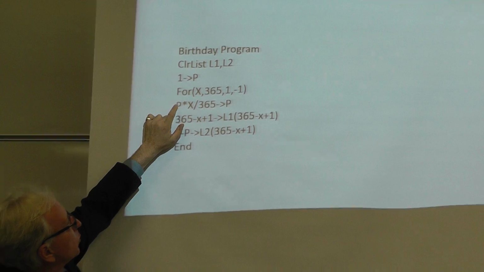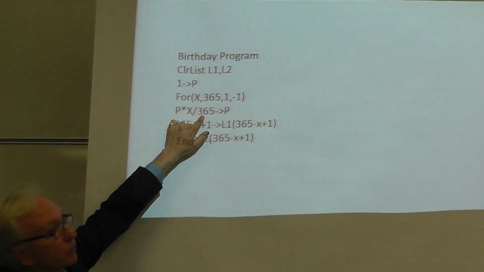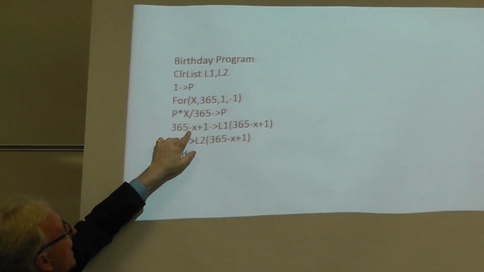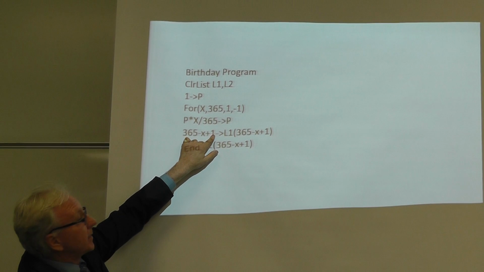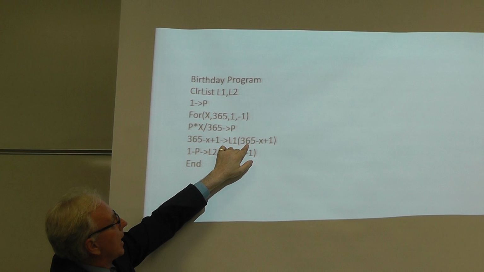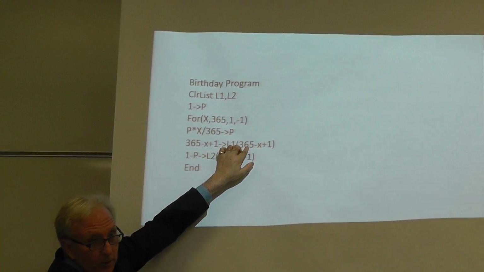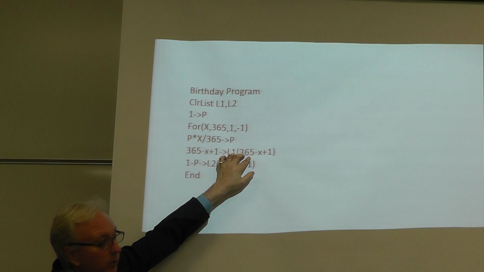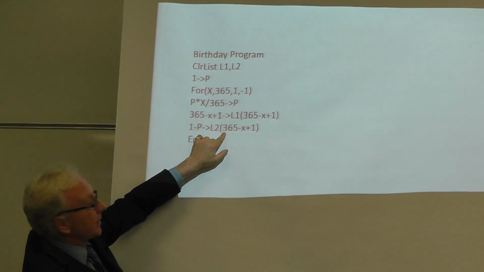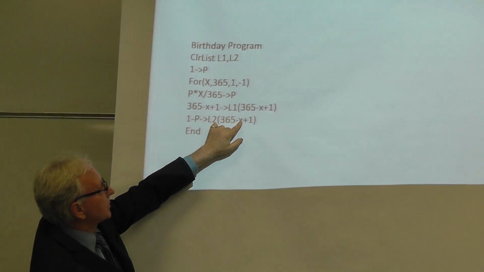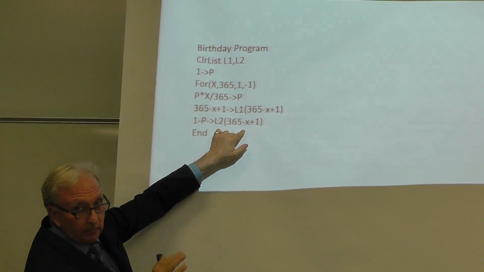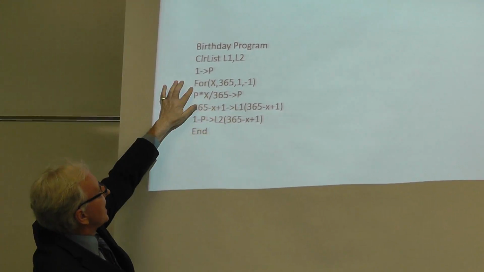So what happens here is 1 times 365 over 365 gets stored into P. 365 minus 365 plus 1 is going to give us 1, and it's going to get stored into L1 of 1, which is going to be the list that that value is going to be stored into. So 1 minus P, which is the actual probability, is going to get stored into L2 of 365 minus 365 plus 1, which equals 1. The first entry really has no meaning, okay? So we go down to the next one, right?